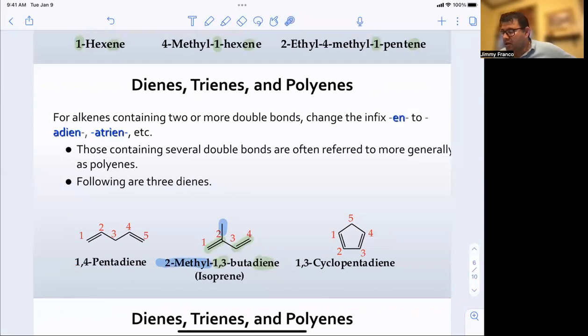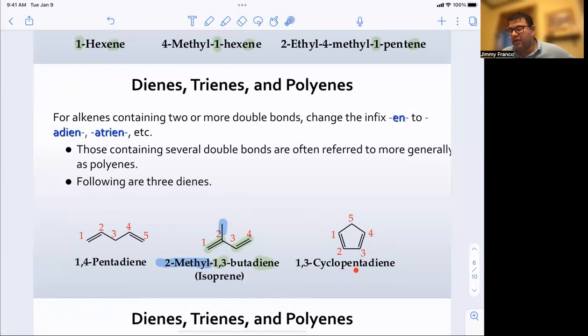Same thing for this one. We use the term cyclo for a ring, right? So cyclo is going to tell us it's a ring. Remember, in a ring, we can start on any carbon. And so we just start 1, 2, 3, 4. And the same as the previous one, we pick the first number, so it's 1 and then 3. And so 1,3-cyclopentadiene.